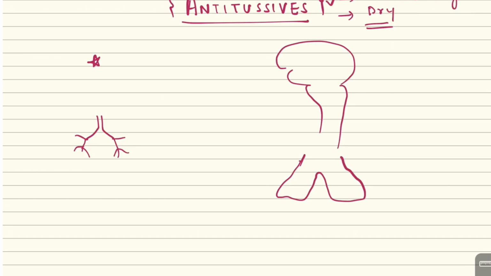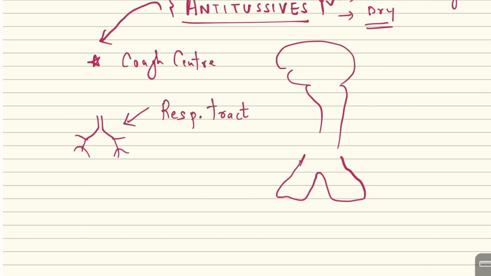So what these drugs do, these drugs basically act on the central nervous system, in the cough center. And besides the central nervous system, they also act in the periphery, on the respiratory tract. In the periphery, these antitussive drugs also act on the respiratory tract.